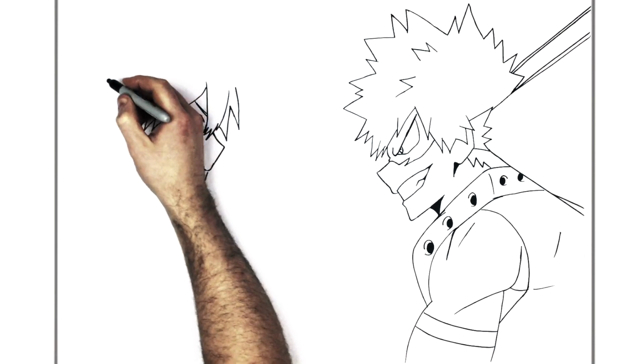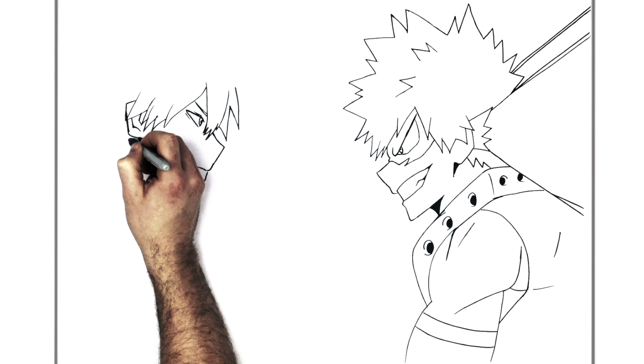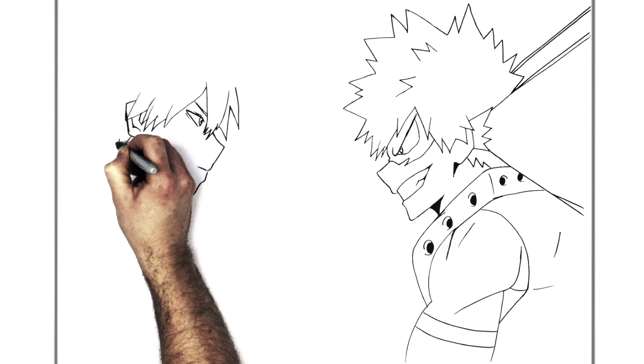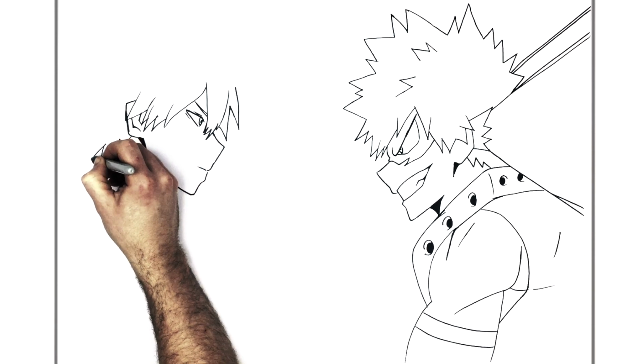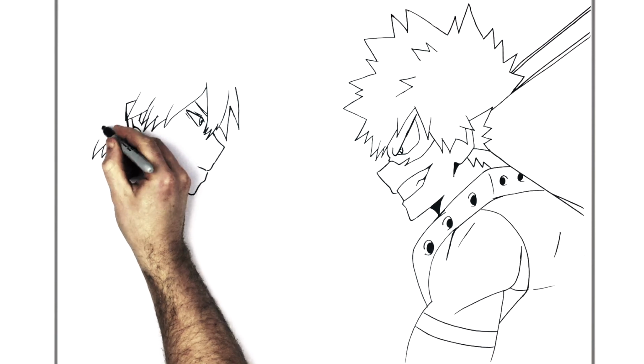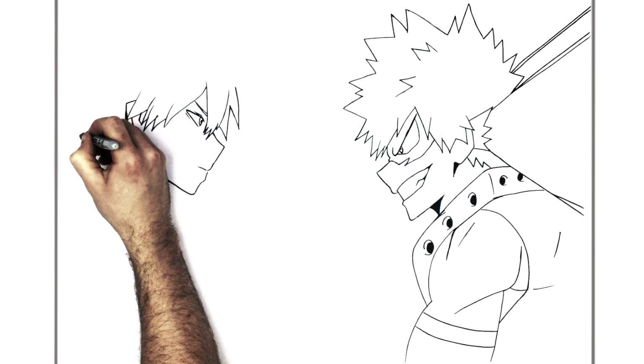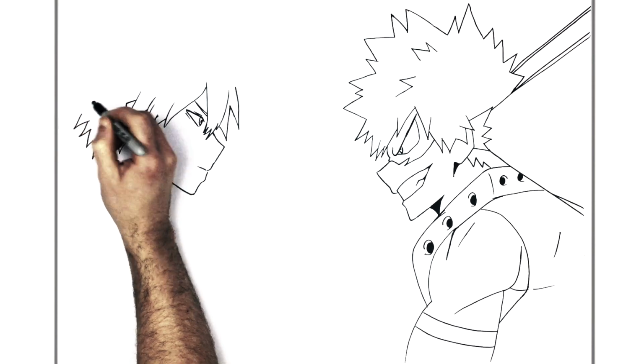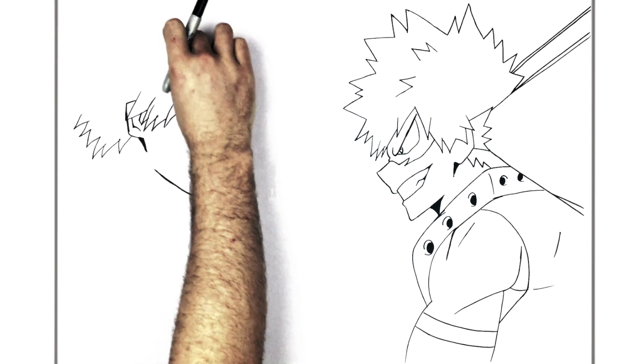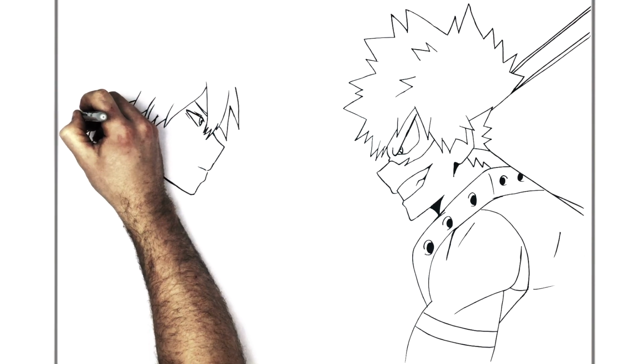And then we'll finish his hair. So coming down from the bottom of his ear, we've got more sort of hair spikes here. So, and then we'll come out around the back of his head and we'll go up around towards the front.